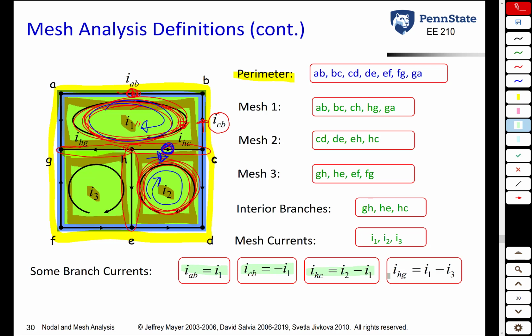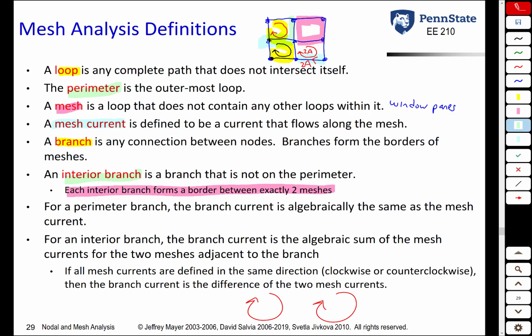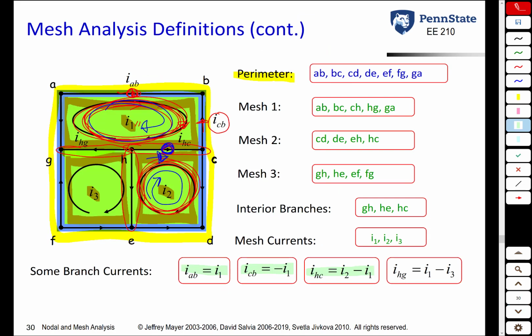This goes back to what I said before here. Each interior branch forms a border between exactly two meshes, and if all meshes are defined in the same direction, clockwise or counterclockwise, then the branch current is the difference of the two mesh currents. That's exactly what we see here. IHC is I2 minus I1.